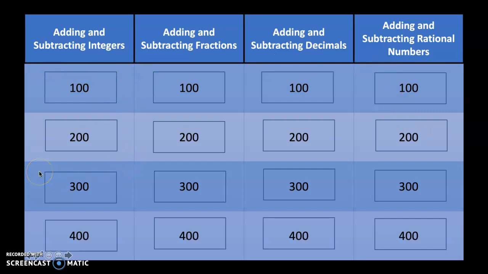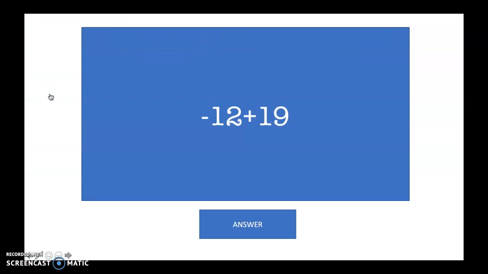And you would split your class into teams, probably 2 to 4 teams, depending on the size of your class. And they would play it like Jeopardy. So say they want adding and subtracting integers for 100. So you click it. -12 plus 19. They would give the answer, what is 7, in a question form.